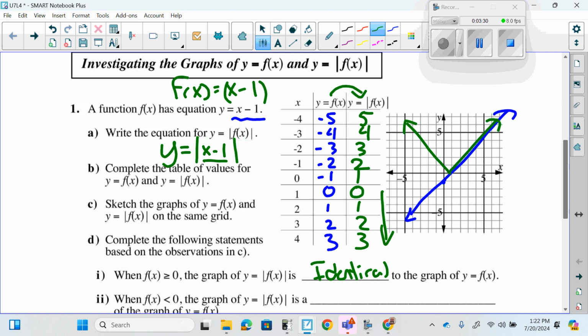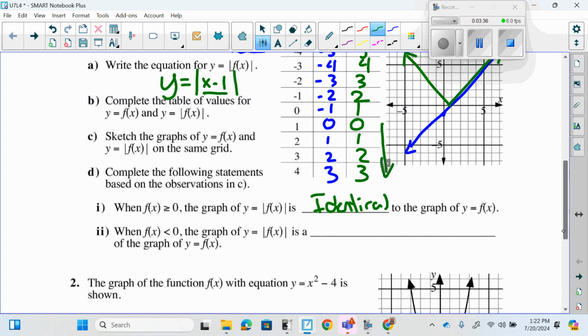When f of x is less than 0, then this is, as we already saw, a vertical reflection across the x-axis. Okay? And what we already saw was that a vertical reflection across the x-axis is when you just multiply it by an a value of -1. Like it? Yes, yes, good. Sorry, I'm getting punch drunk over here.